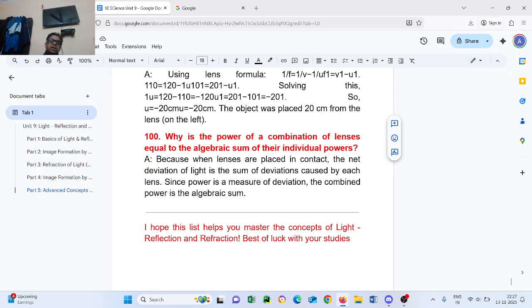Question number 100. Why is the power of a combination of lenses equal to the algebraic sum of their individual powers? Because when lenses are placed in contact, the net deviation of the light is the sum of the deviation caused by each lens. Since power is the measure of deviation, the combined power is the algebraic sum.